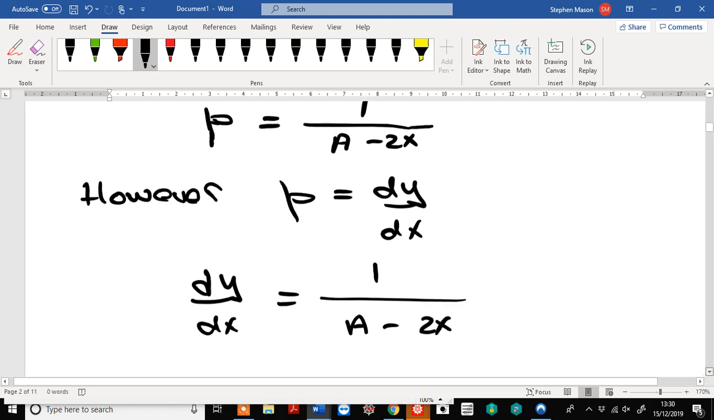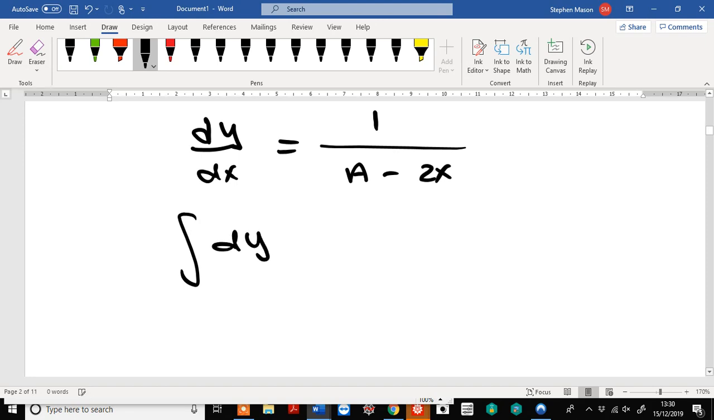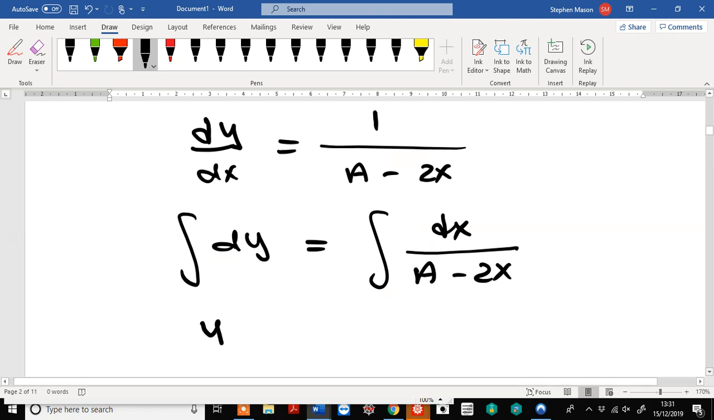Now this is yet another differential equation, which is hopefully relatively straightforward to solve. And of course we write this as the integral of dy equals the integral of dx over a minus 2x. Right? So now if we integrate this, we've got y equals, well, how do we integrate the right hand side?